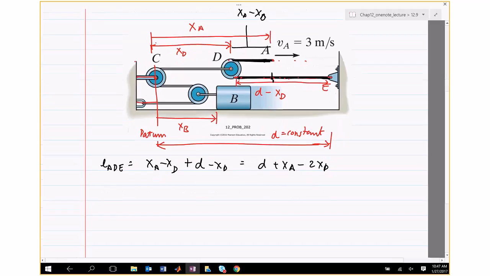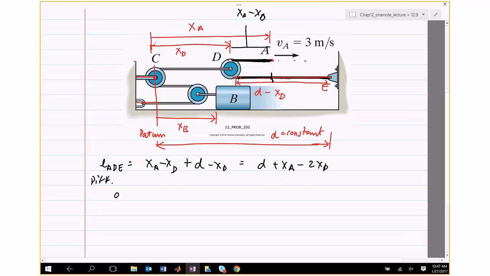Okay, so let's just differentiate this with respect to time. So 0 equals D dot, the rate of change of D, which is 0, plus XA dot minus 2XD dot equals 0. So XD dot is half of XA dot. Okay, so that completes the length of ADE.